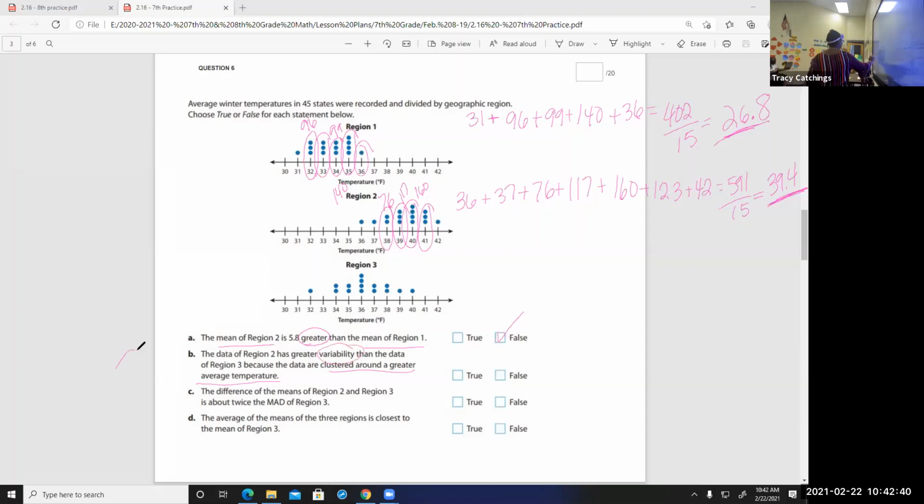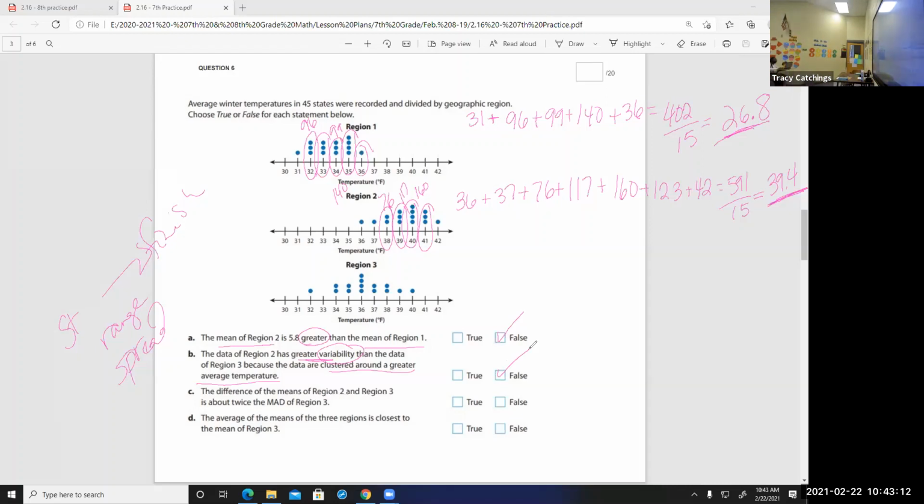Remember, variability tells us the spread, or in other words, your range. Where I start and where I finish. Region 3 started at 32 and ended at 40. So that's about how many numbers? Look at region 2. It started at 36 and ended at 42. About how many numbers? 4. So does region 2 have a greater variability? No, because all those numbers are closer together.